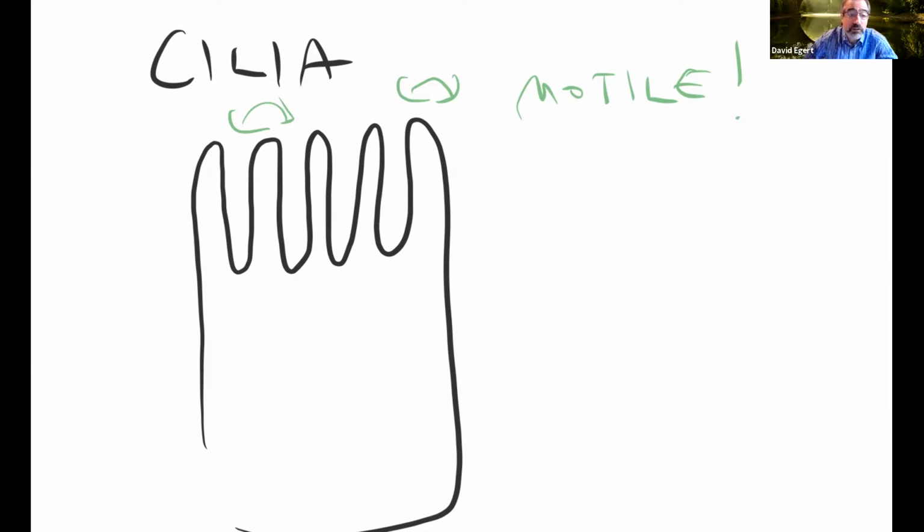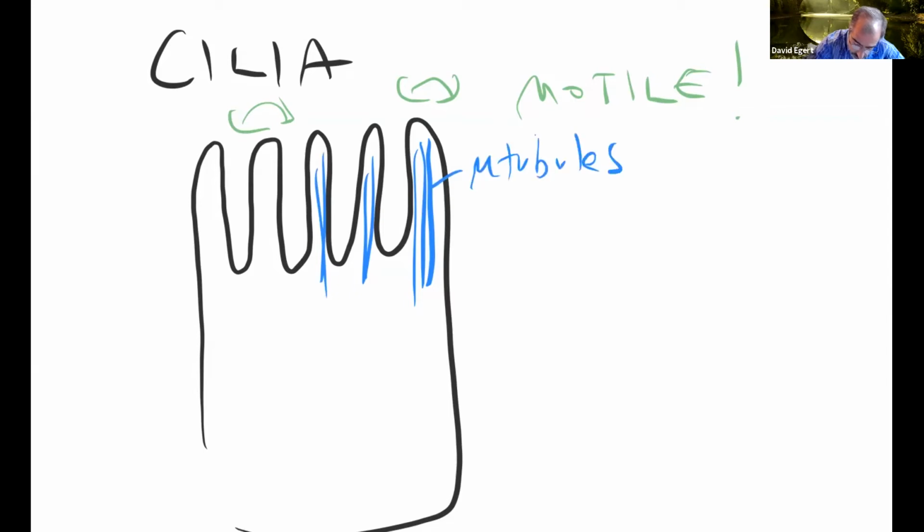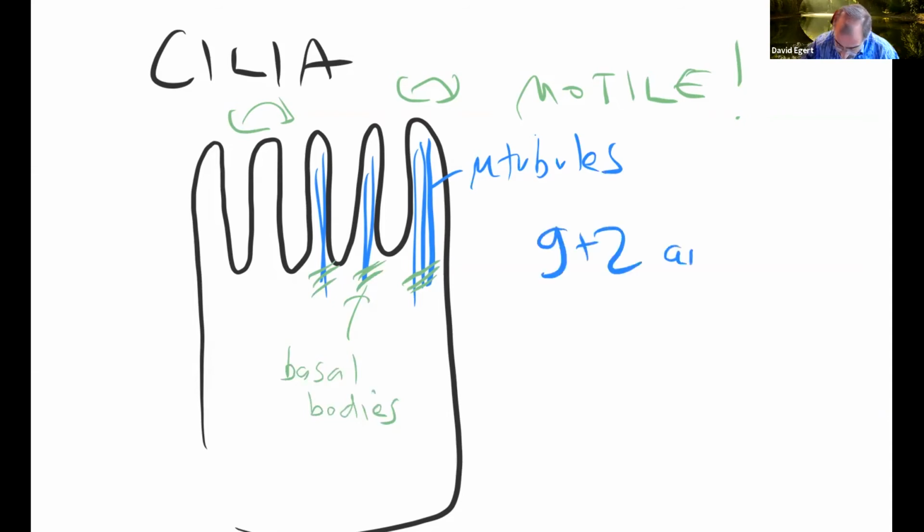So they sweep things across. These have microtubules. They have these things called basal bodies, which are the organizing centers for them. And we have what's called the 9+2 arrangement of microtubules.